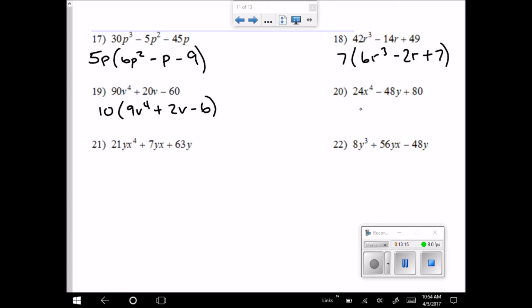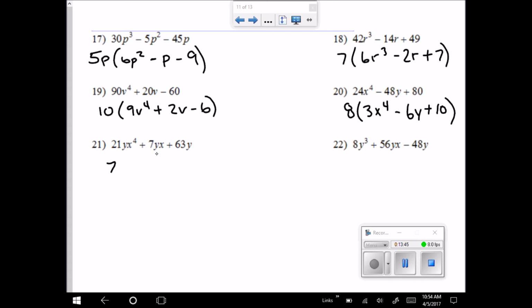Here, we're looking for what our GCF is, so it looks like it's going to be 8. We have 3x to the 4th minus 6y plus 10. Here, we got to check. So 7 is going to be our number, because 21, 7, 63. We're going to have a factor of 7.